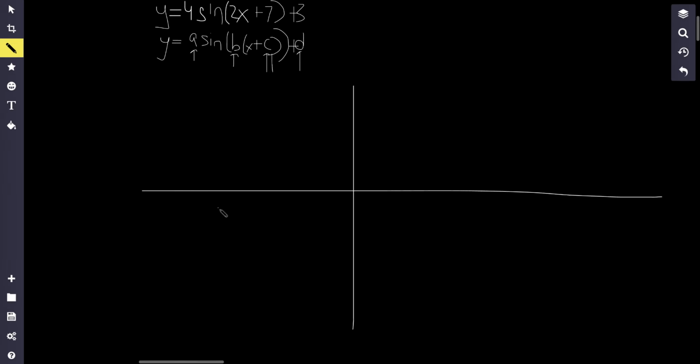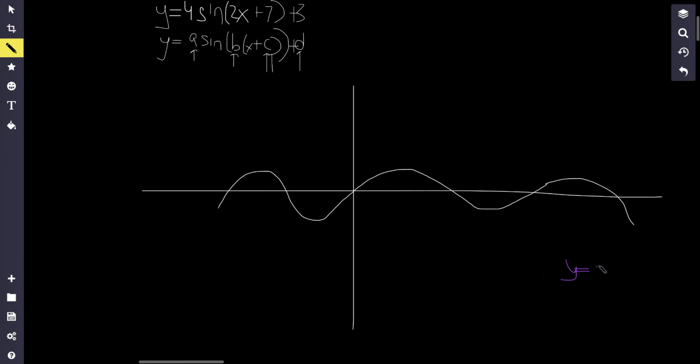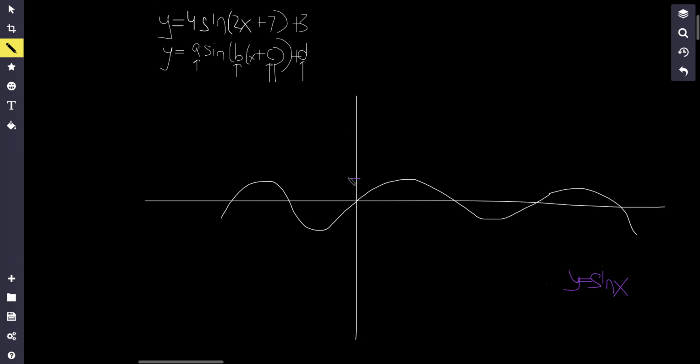Let's say, just for visual purposes, this right over here is our parent function. This is the graph of y equals sine of x. This is our original function. Now, what you need to know about y equals sine of x is that the highest point is at y equals 1, and the lowest point is at y equals -1.